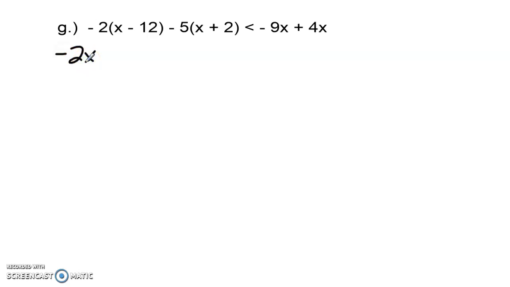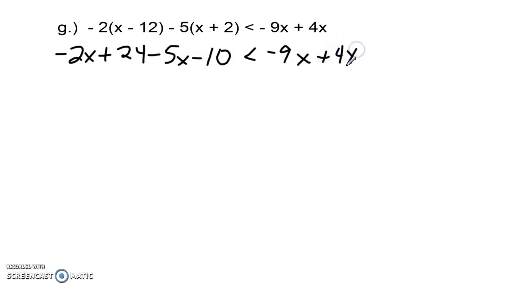Then we take a negative 2 times a negative 12. Negative times a negative is a positive, so that's going to be positive 24. Now I'm going to distribute that negative 5. Negative 5 times x is a negative 5x. And then a negative 5 times a positive 2 is a negative 10. Okay, so check my math. Everything look okay with that? All right, there we go. We got negative 9x plus 4x on the right.